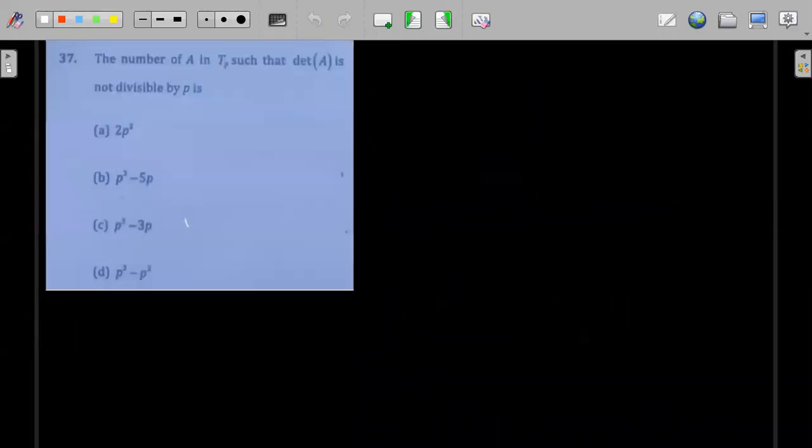Okay. Now the last part they have given is the number of A's in TP such that the determinant is not divisible by P. We have already found the total number of matrices whose determinant of A will be divisible by P, which is nothing but 2P minus 1, right? This is the total number, right?